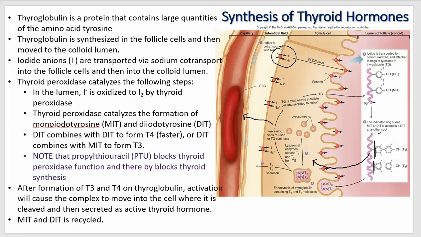All right, so after formation of the T3 and T4 on the thyroglobulin, activation, so thyroid releasing hormone was sent down, will cause the complex to move into the cell where it is cleaved and then secreted as that active thyroid hormone. And the MIT and the DIT will be recycled, and that thyroglobulin will be recycled, and then the process starts over again. All right, so that's how you make thyroid hormone. And if you have the signal to do it, you will just make more and more of it.